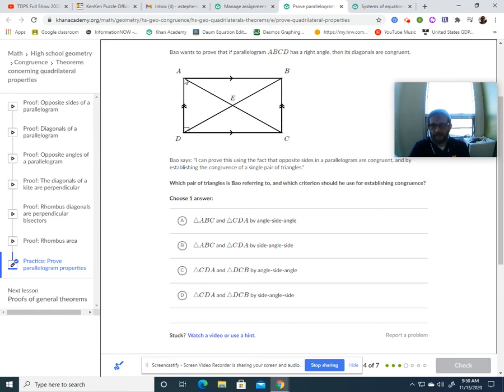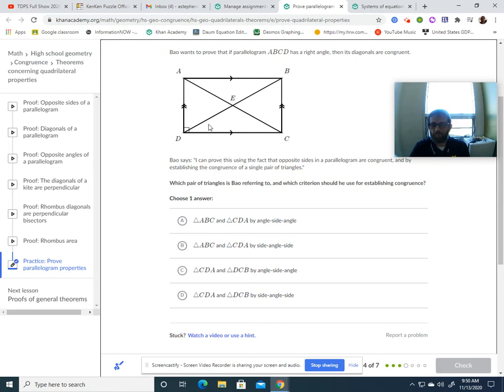So ABC and CDA don't give me both diagonals. It only gives me this one. That can't be the right one. So we're already out on A and B. A and B don't make any sense. So then CDA and BCD. Okay, so CDA gives me that diagonal, and then DCB gives me that diagonal.